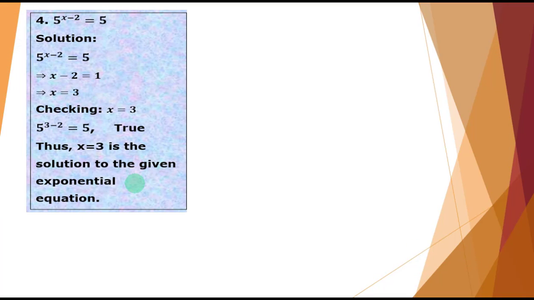For number 4, 5 raised to x minus 2 equals 5. Well, the exponent here is 1, so we have x minus 2 equated to 1, x equals 3. Now let's check. 5 raised to 3 minus 2, that is 5 raised to 1, or simply 5, true. Thus, x equals 3 is the solution to the given exponential equation.